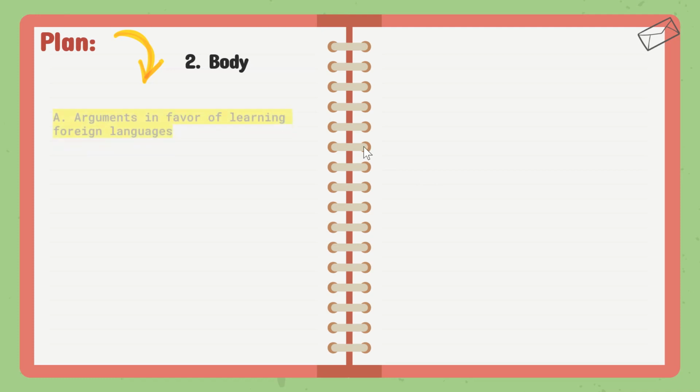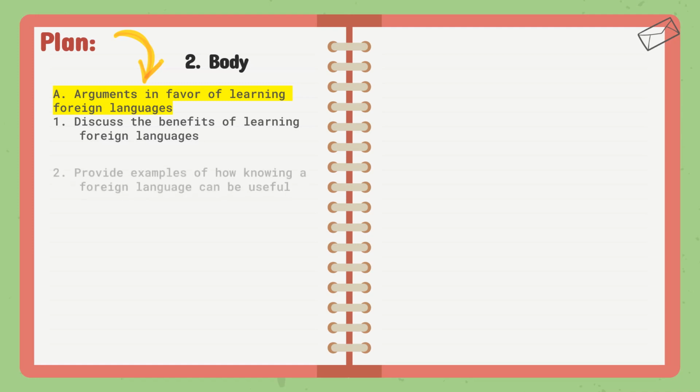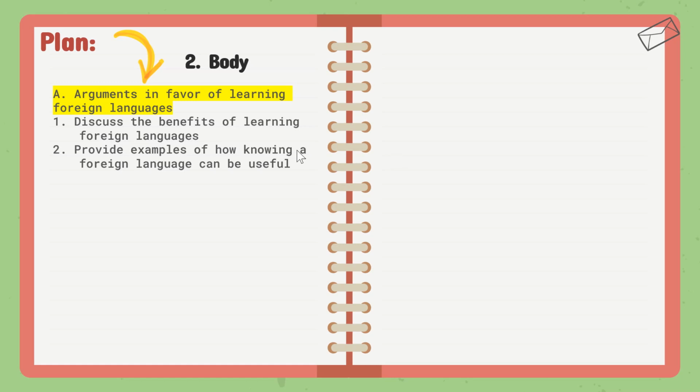So, first part, I'm gonna talk about foreign languages. So, arguments in favor of learning foreign languages. What I'm gonna talk about in this paragraph: discuss the benefits of learning foreign languages. Okay, so this is the first thing that I'm gonna mention in that paragraph. Then provide examples of how knowing a foreign language can be useful. Okay, so these are the points that I'm gonna talk about in the first paragraph about foreign language.